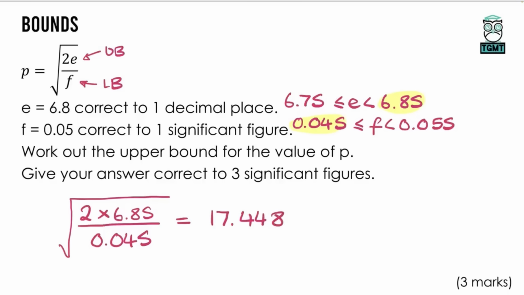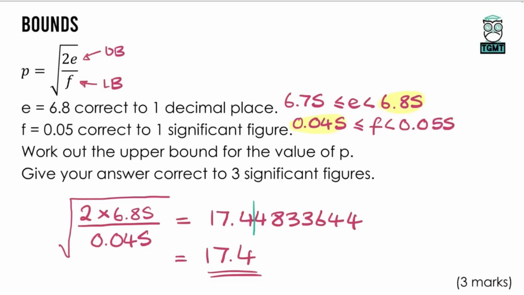4, 8, 3, 3, 6, 4, 4. I've written the whole number down. Now I'm going to round it to 3 significant figures, which is just after the 4 there. So that comes out as 17.4, and that is our upper bound.